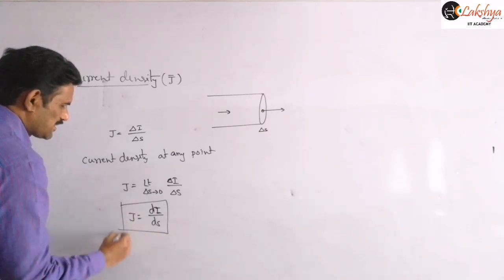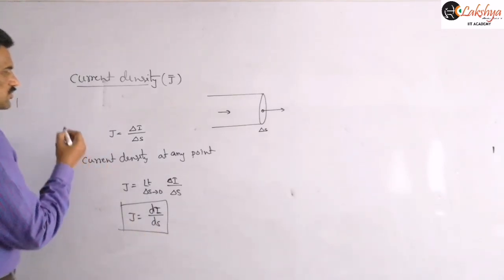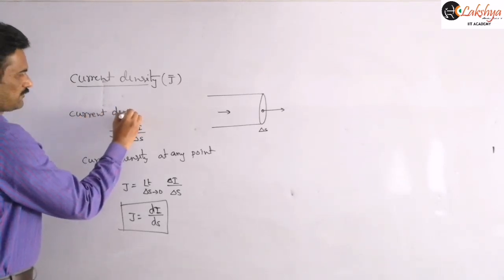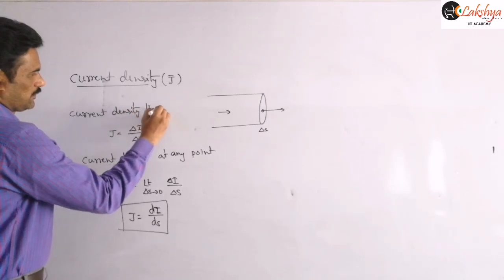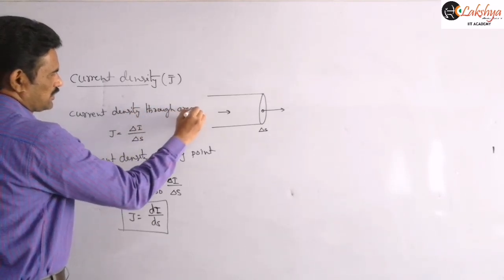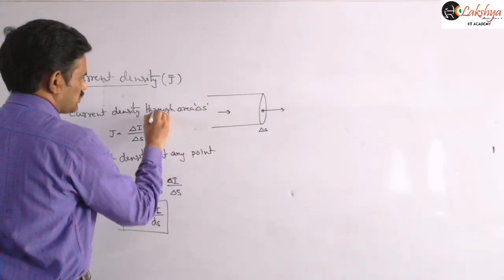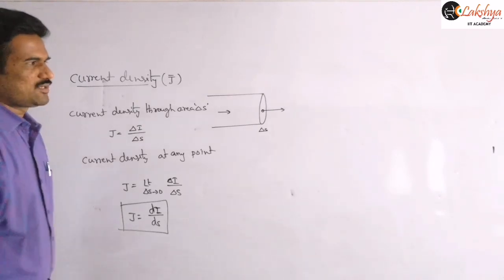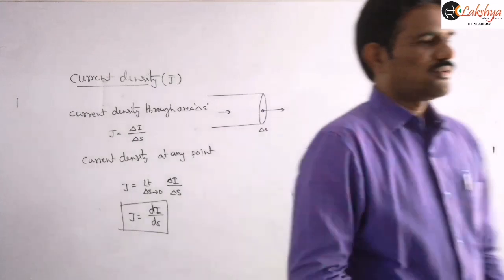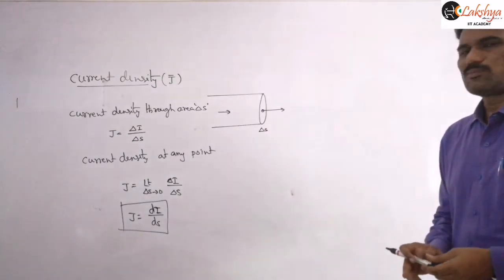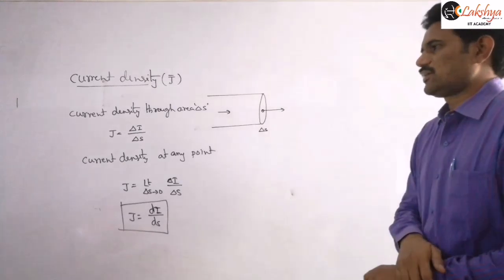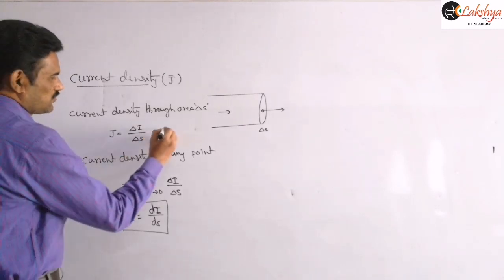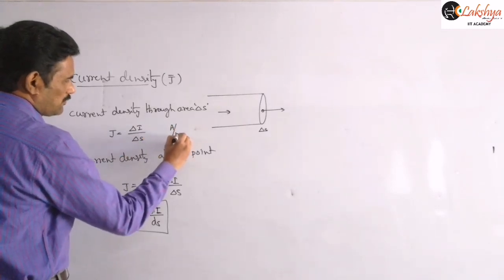Now this is the current density at any point, and this we define as the current density through the whole area dS. When you are defining current density through the whole area dS, we define it like this. If you are defining it for a particular point, we define it in this way. Regarding the units of current density, since we are writing dI by dS, the unit is ampere per meter square.